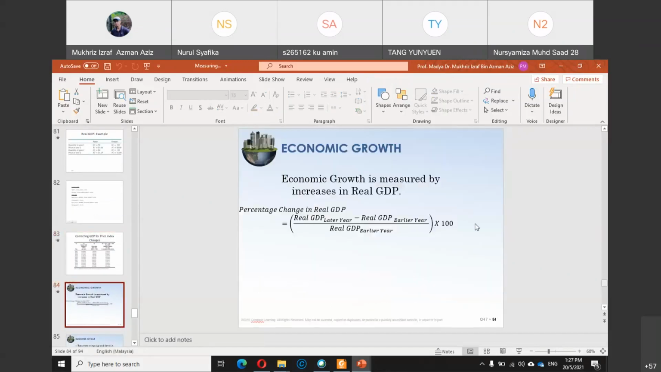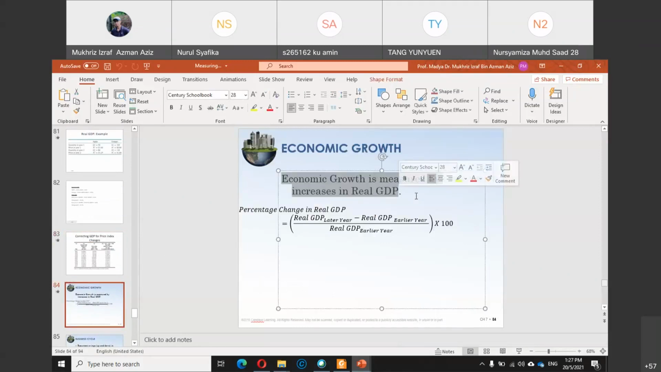But the main thing that I want to highlight is this one. Economic growth is calculated based on real GDP. Whenever you see a report from the Central Bank or the Department of Statistics, from Malaysia or any other country, whenever they talk about economic growth, how do you calculate it? It is based on GDP, but not nominal GDP, but real GDP. So to calculate real GDP, you need to adjust for inflation.